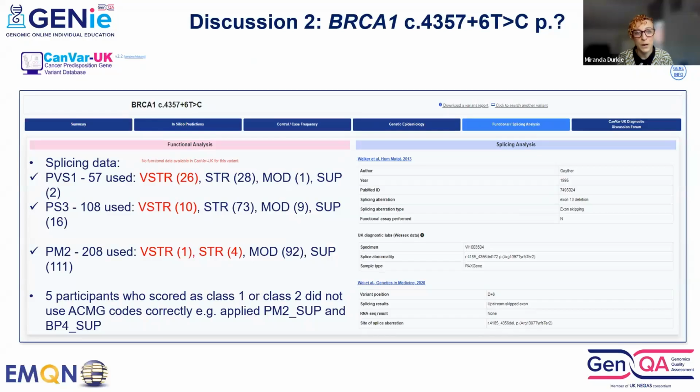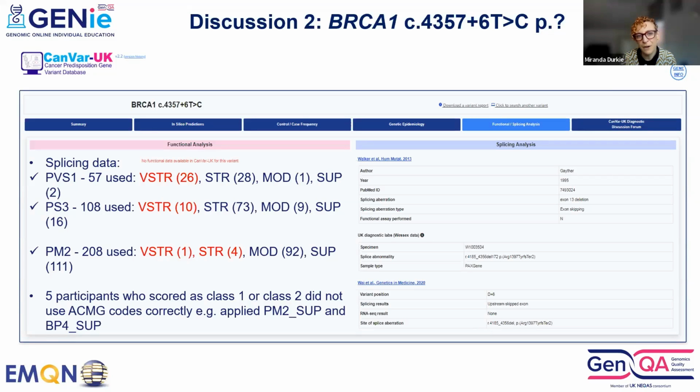So this is now the splicing data. Again, this is a screenshot from the CAMVAR database, and you can see on the 5th tab along, there is this functional splicing analysis tab. And this highlights some of the key assays that we've already mentioned, like the Gaither and the Wyatt et al. So for splicing data, 57 participants used this within PVS1 at variable strength. So 26 used it at very strong, 28 at strong, 1 at moderate, and 2 at supporting. Whereas 108 participants used that same splicing evidence within PS3, 10 at very strong, 73 at strong, 9 at moderate, and 16 at supporting.